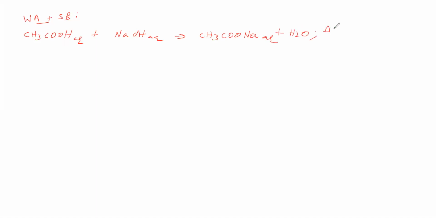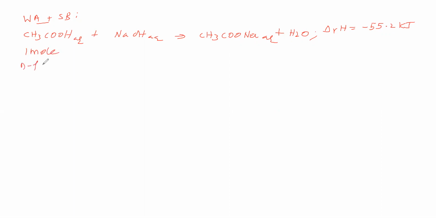For this process, what is the enthalpy of reaction? What is the amount of heat involved? The amount of heat involved is minus 55.2 kilojoule. Here the amount of heat involved in this process is minus 55.2 kilojoule. Now, what is the enthalpy of neutralization for this process? That we'll see. Now, acetic acid, we have taken 1 mole as per stoichiometry.